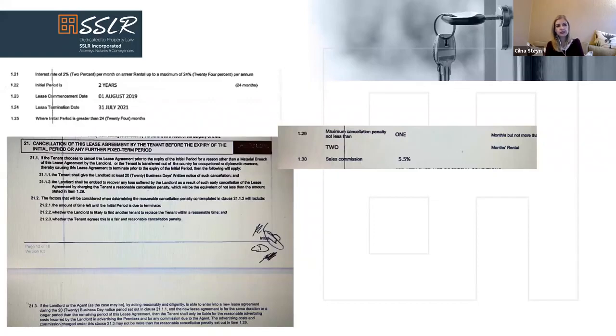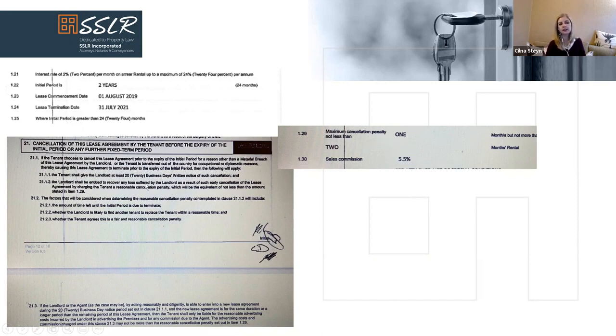There's the time period, a 2-year lease agreement. And then the maximum cancellation penalty is a minimum, no less than 1 month and no more than 2 months. I'm sorry, I tried to get the sales commission out, but I couldn't. I have limited graphic skills. So this is the important part: minimum 1 month, maximum 2 months.